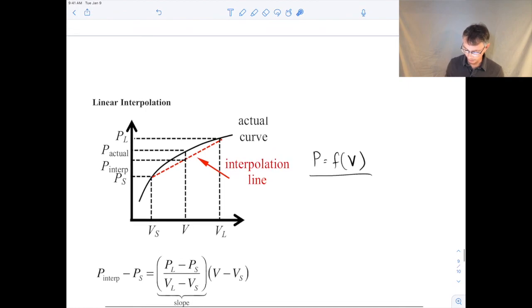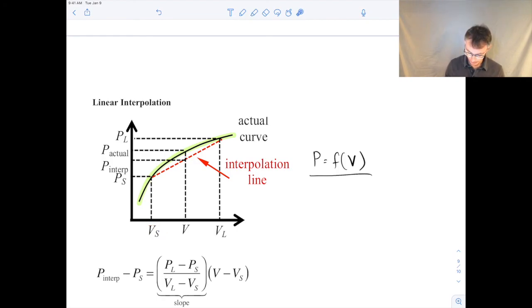Nevertheless, here we are. So let's say there's some property, some function of the value, that follows this line here. Let me highlight it in green. So that's the real curve of what it looks like. And let's say I have in my tables the value for that property at some small value.